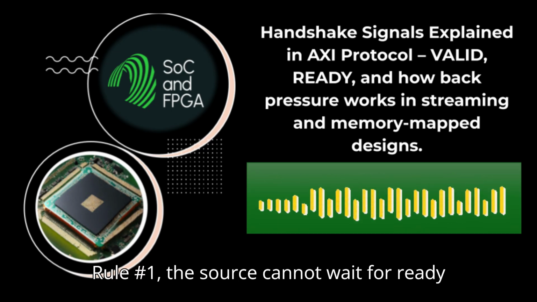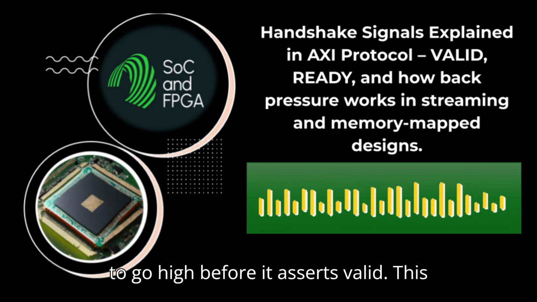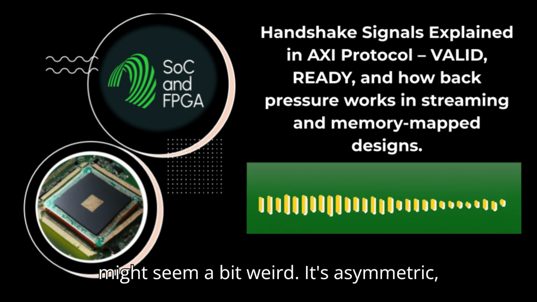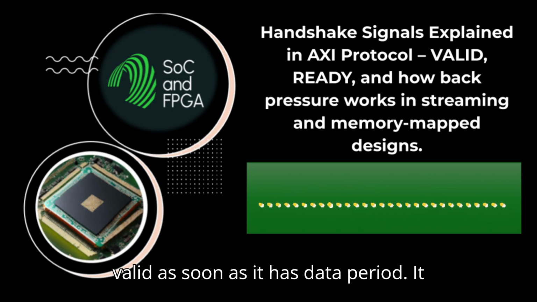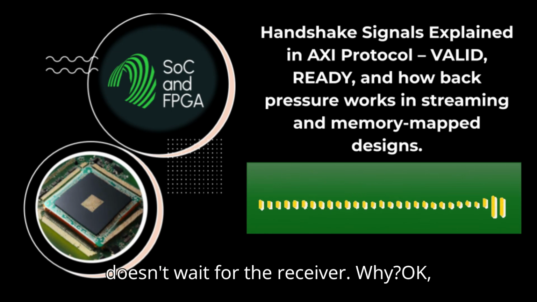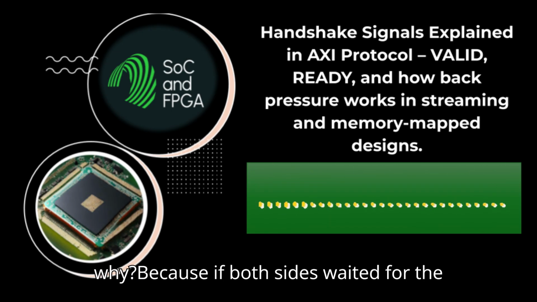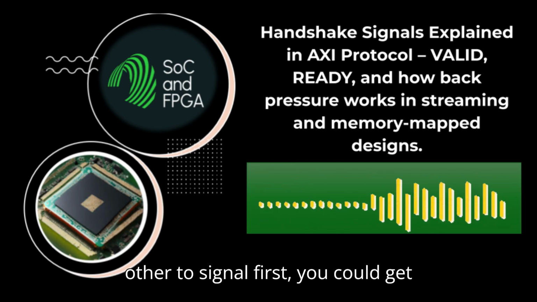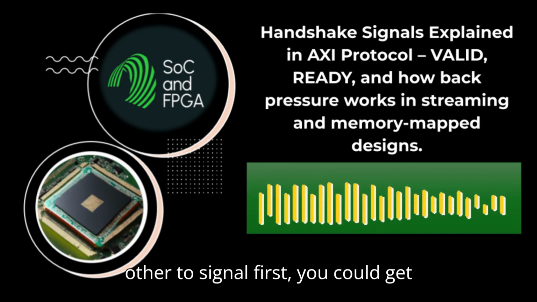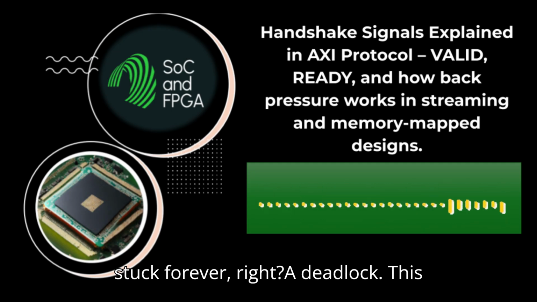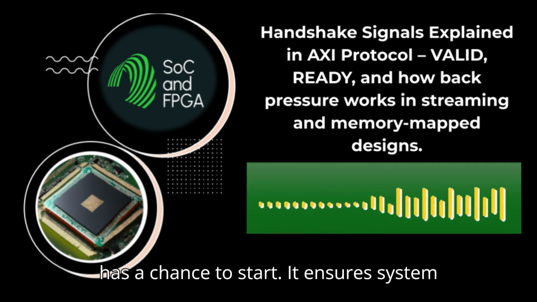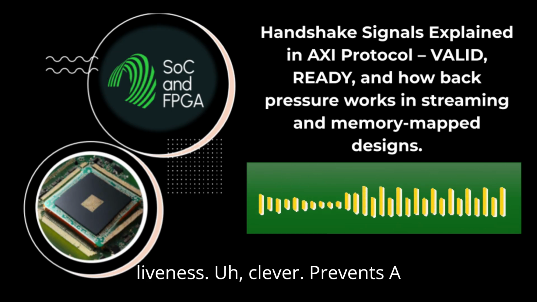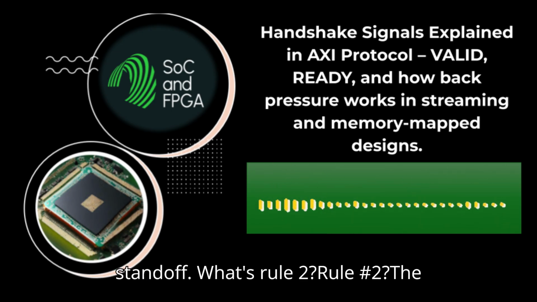Rule number 1, the source cannot wait for ready to go high before it asserts valid. This might seem a bit weird, it's asymmetric, but it's genius. The sender must signal valid as soon as it has data, period. It doesn't wait for the receiver. Why? Because if both sides waited for the other to signal first, you could get stuck forever, right? A deadlock. This rule guarantees that communication always has a chance to start. It ensures system liveness. Clever. Prevents a standoff. What's rule 2?